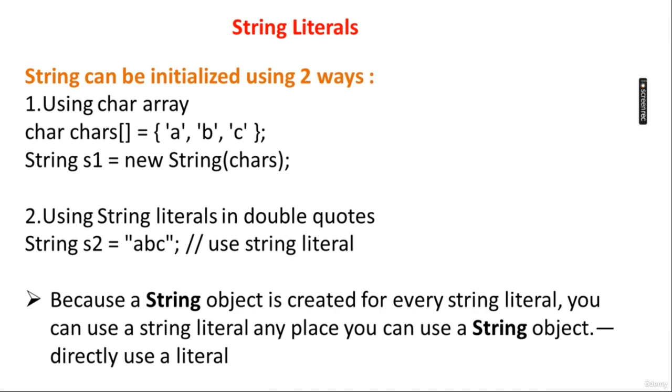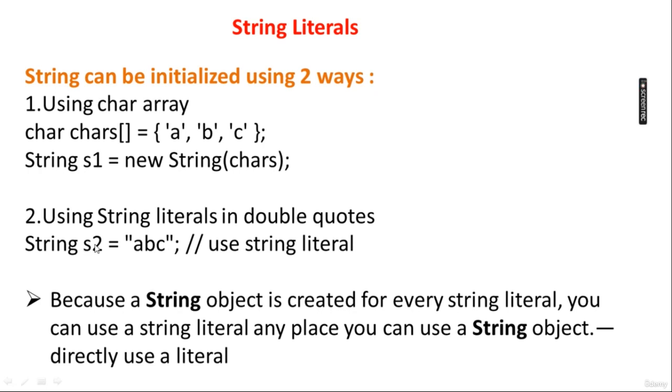Now we will see string literals. A string can be initialized in two ways: character array. So we are first creating an array of characters A, B, C, and this array I am passing to this string object. Then using string literals in double quotes, s2 is equal to ABC using a string literal. So this is the string literal, or string constant, by using which you can create the string.